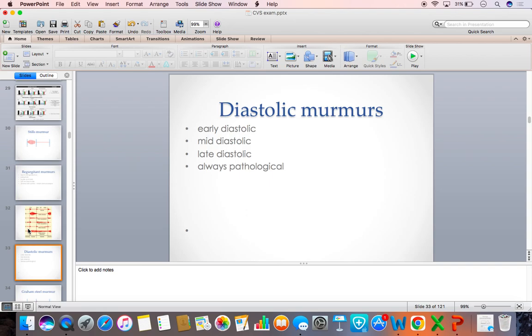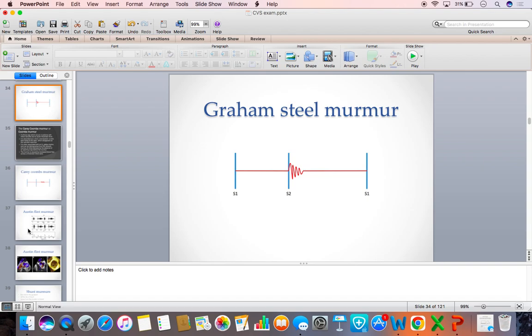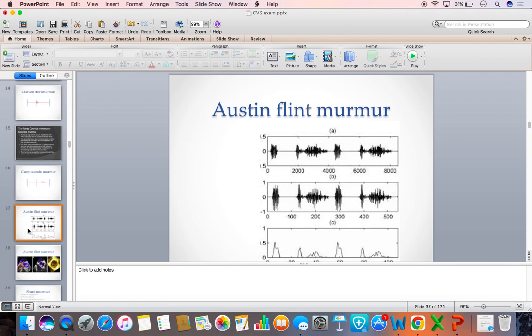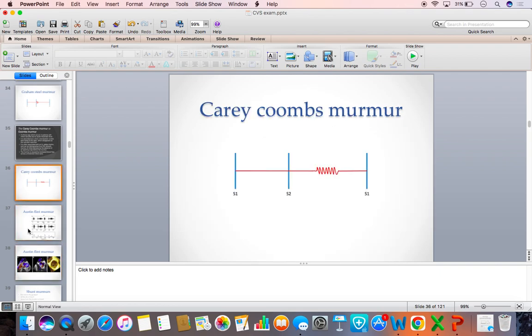Diastolic murmurs could be early diastolic, mid diastolic, or late diastolic. They are always pathological. Under diastolic murmurs, we should know the Graham Steell murmur, Carey-Coombs murmur, and Austin Flint murmur. Graham Steell murmur is an early diastolic murmur heard in the pulmonary area. It is due to severe pulmonary hypertension in cases of mitral stenosis.